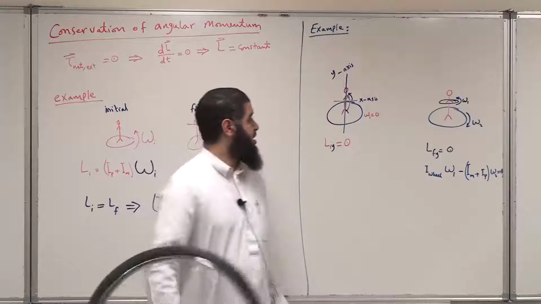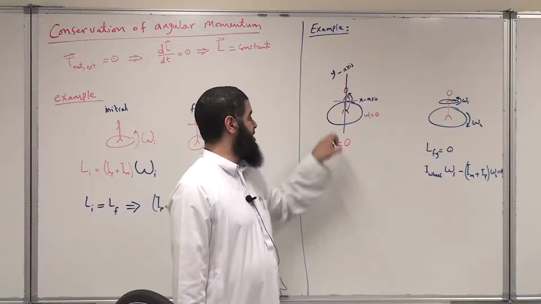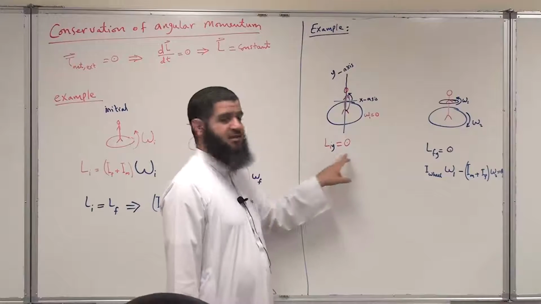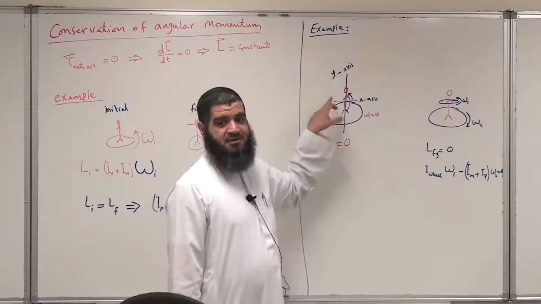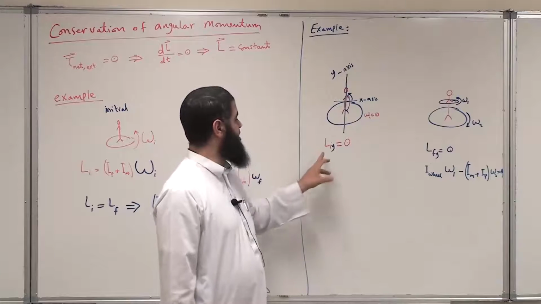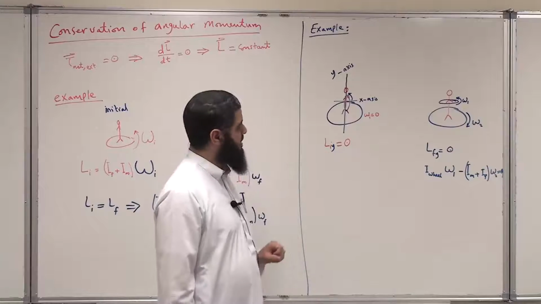Because the plate is not rotating and the man is not rotating initially, L initial, the angular momentum along the y-axis initially, is equal to 0. But there is, of course, angular momentum along the x-axis. So I am now focusing on the angular momentum along the y-axis.